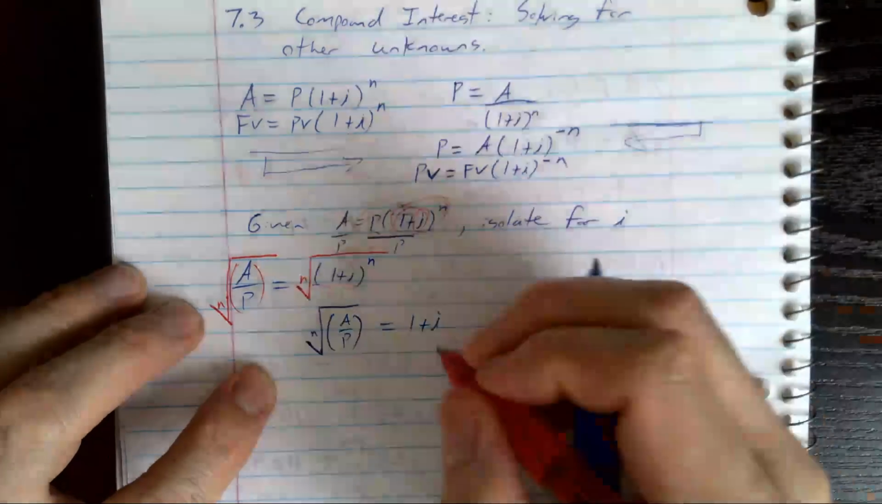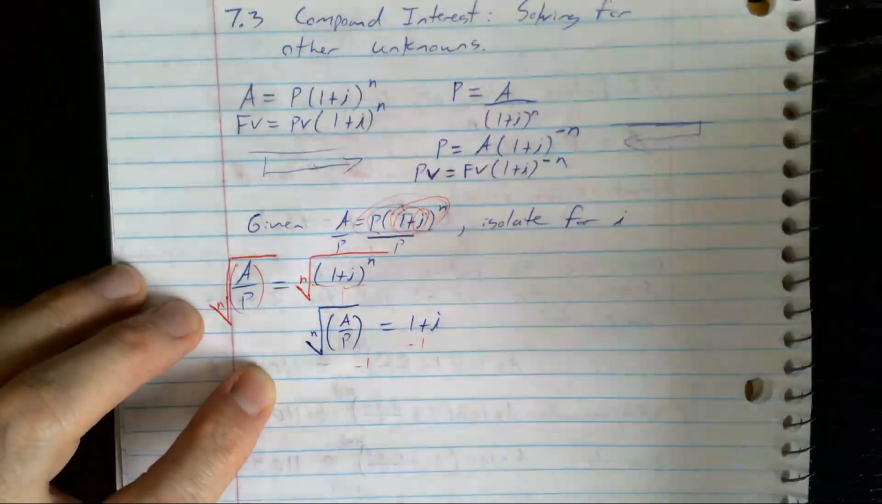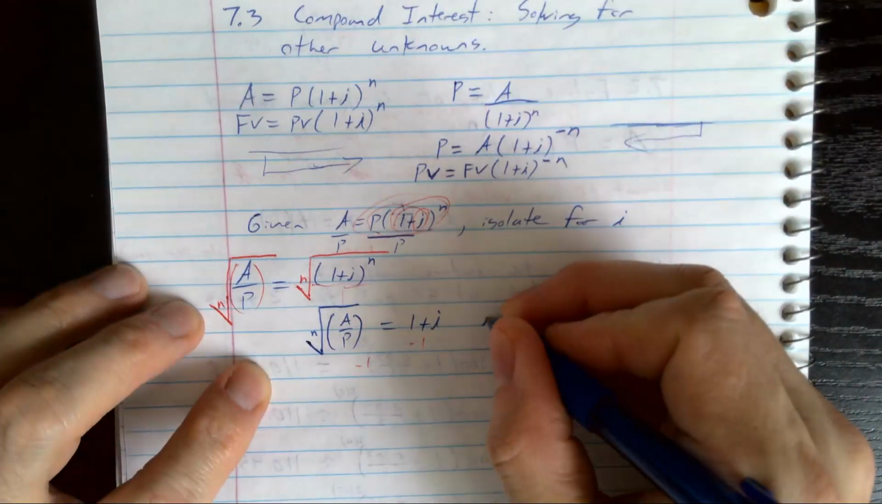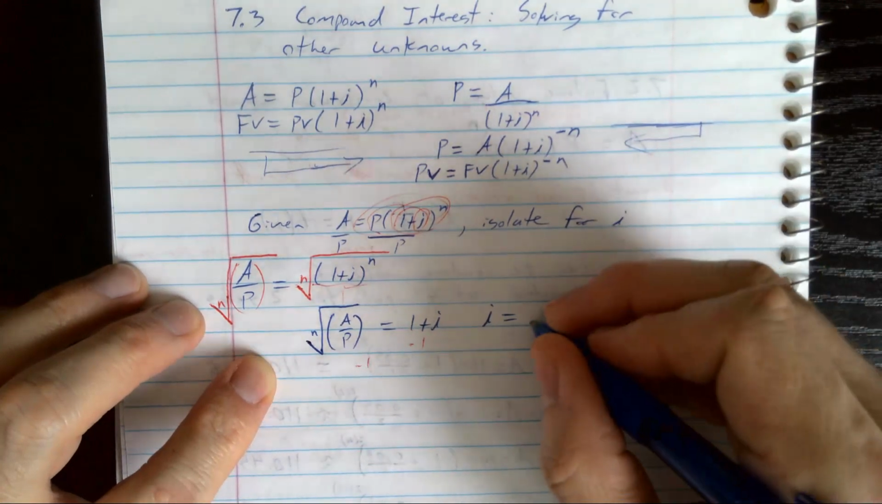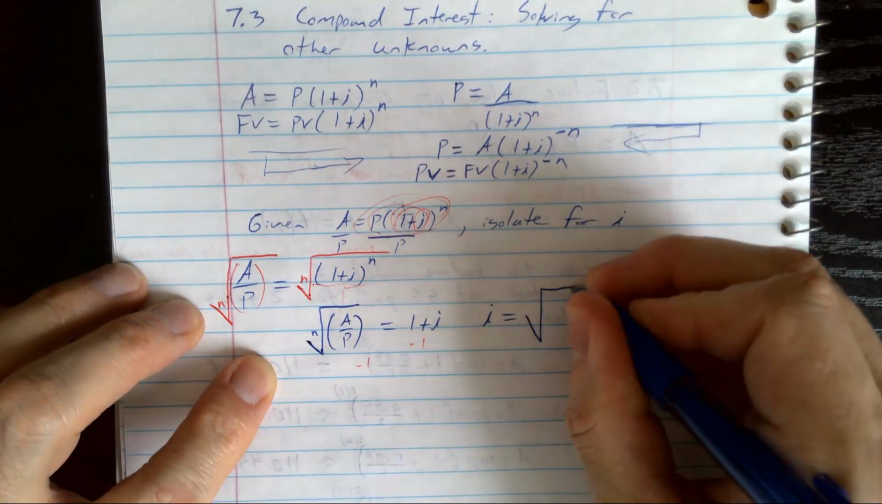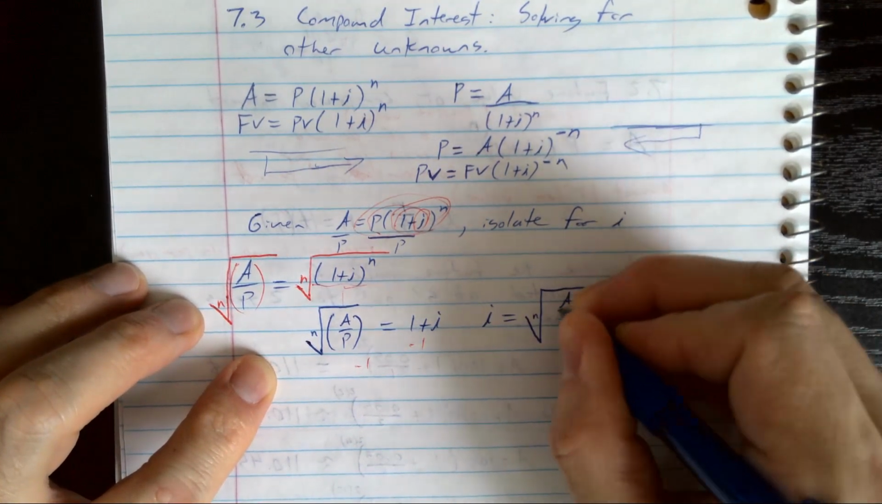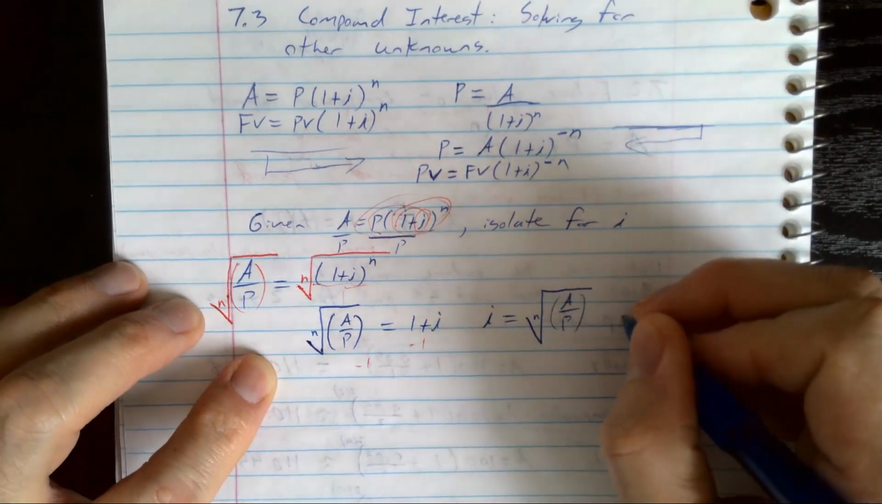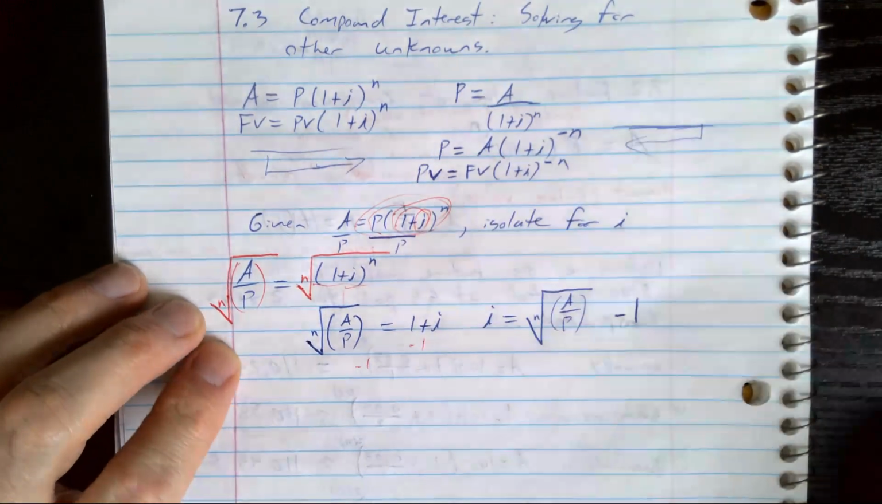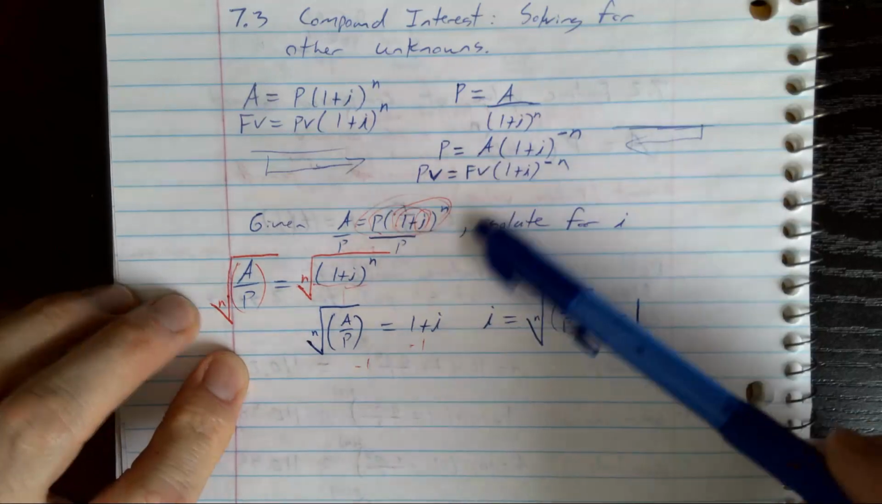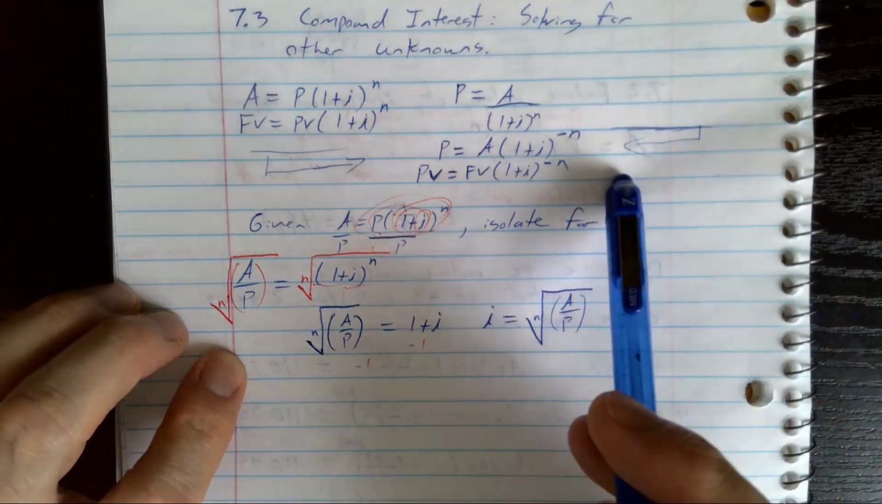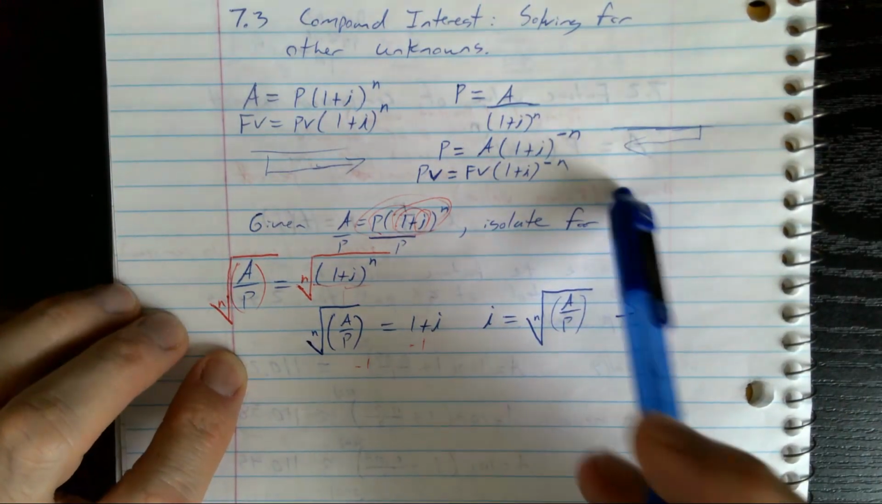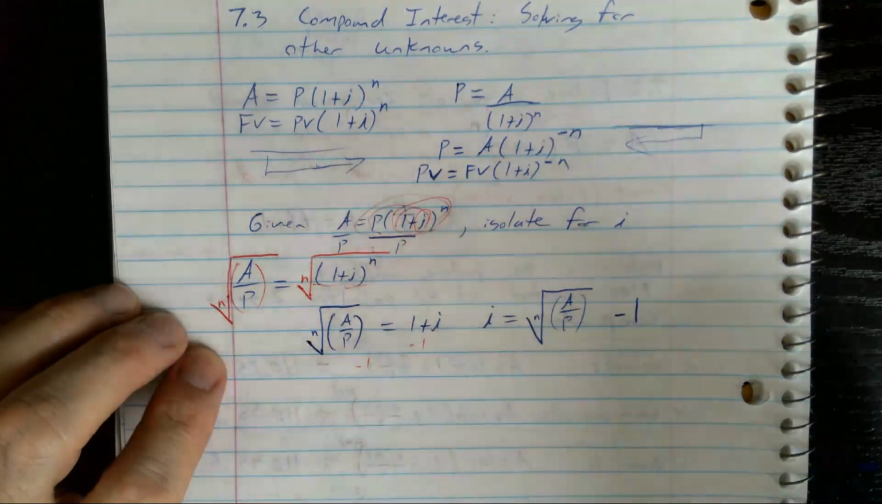Well, now we're just one step away here. We subtract 1 from both sides. I'll go over to the side here to save some space. And I'll get i equals the nth root of A divided by P, minus 1. And just like how the present value formula is not worth memorizing, you can visualize it from a timeline for lesson 7.5 if you need to. Do not try to memorize this formula.